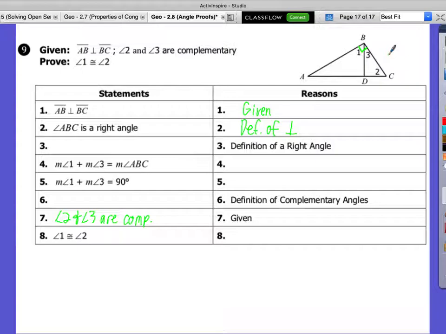Obviously. Now our next reason is the definition of a right angle. What does it mean to be a right angle? That it measures 90 degrees. So what are we probably going to put in our statement here?